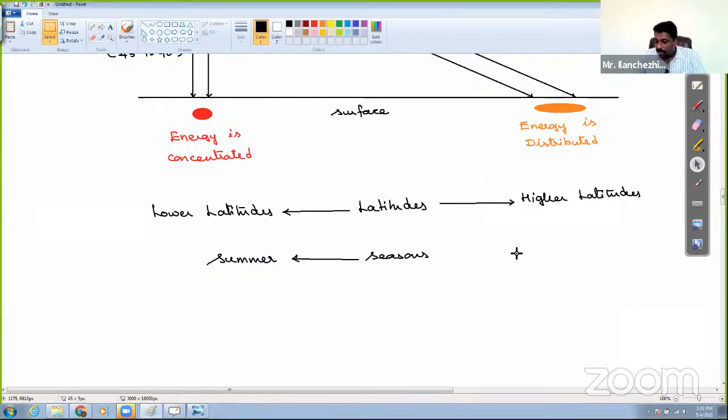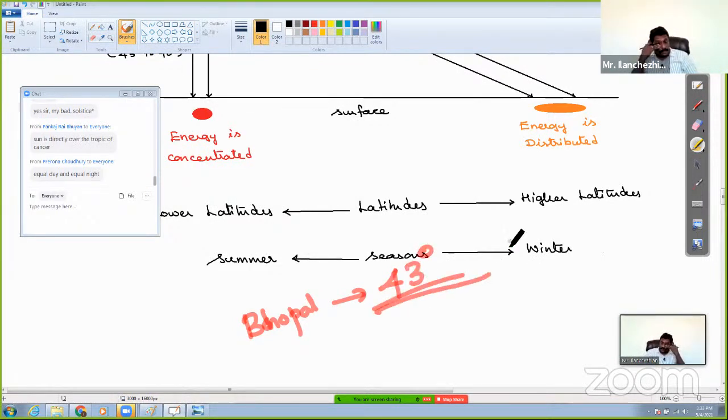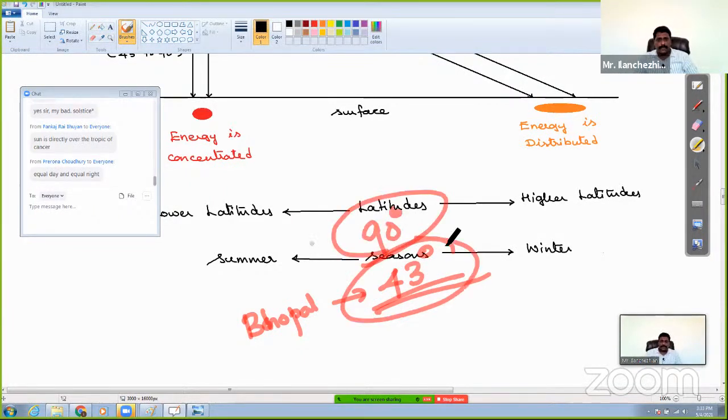But what happens during winters? Most places during winters will experience a low sun position. That's the reason winters are comparatively colder at the same place. When I talk about Bhopal, my friend, you ask me what is the maximum height the sun can climb in the skies of Bhopal on December 22nd. The maximum is only 43 degrees. But in the same Bhopal on June 21st, it is 90 degrees, my friends. See the difference.